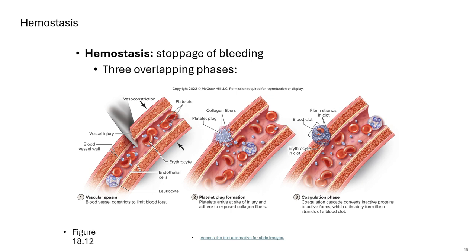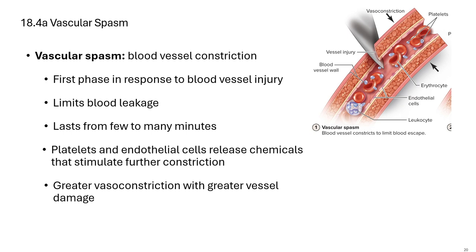Oftentimes you may hear coagulation described as blood clotting, and that's what it is. But in reality, coagulation is just one part of blood clotting. It's a part of this greater, broader hemostasis process. So the first phase is called the vascular spasm. If you look at the word, vascular means vessel, and spasm in this case means to constrict. So vascular spasm occurs when the blood vessel constricts.